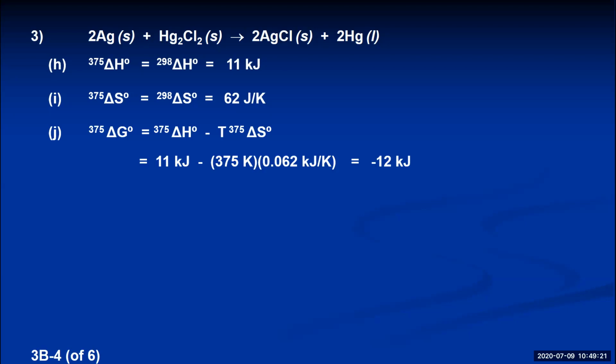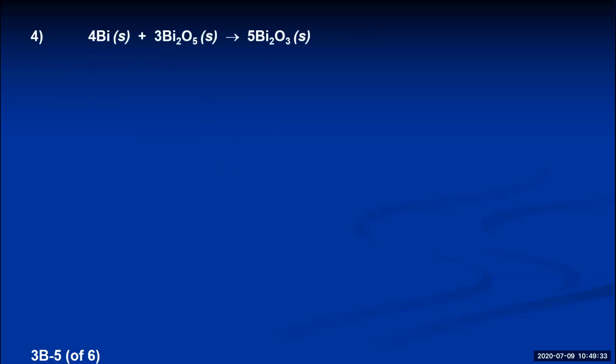Number 4, for the reaction at 298 Kelvin of bismuth reacting with bismuth 5 oxide to form bismuth 3 oxide, use the given data to answer the following questions. So here's the reaction we're dealing with, and question A says calculate the delta H naught for the reaction. So using only the data given, there's actually enough standard enthalpy of formation data to calculate the delta H of the reaction by just going products minus reactants.